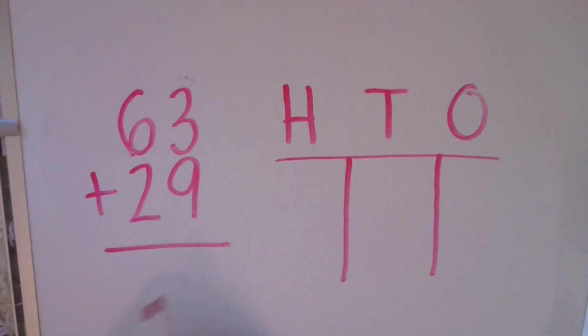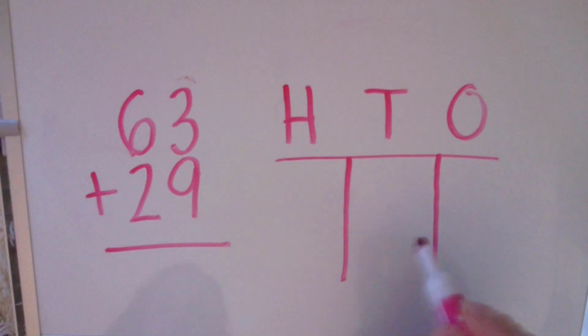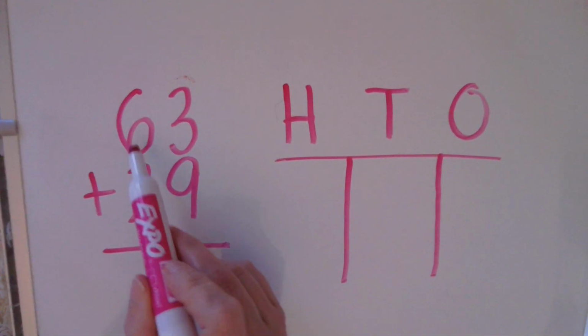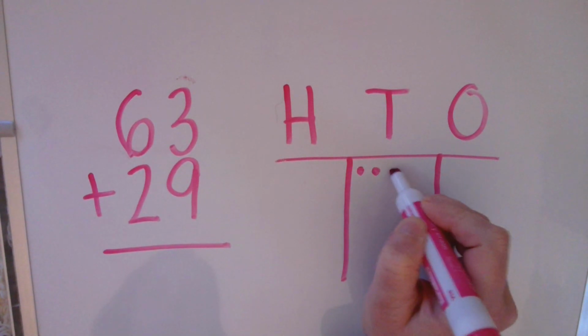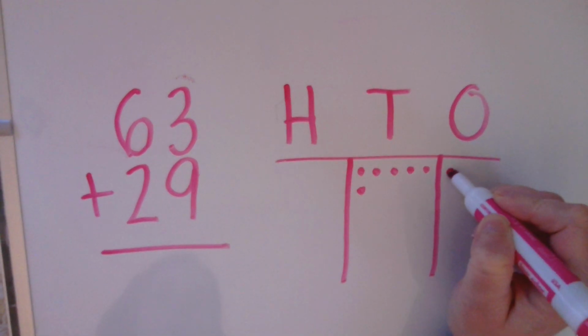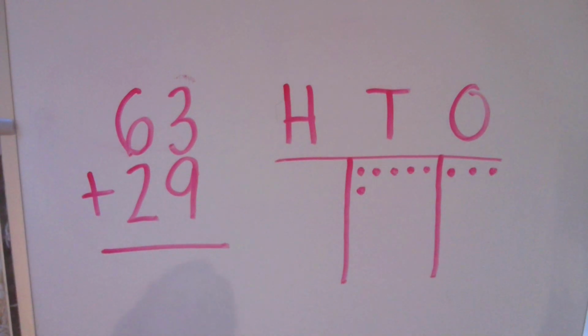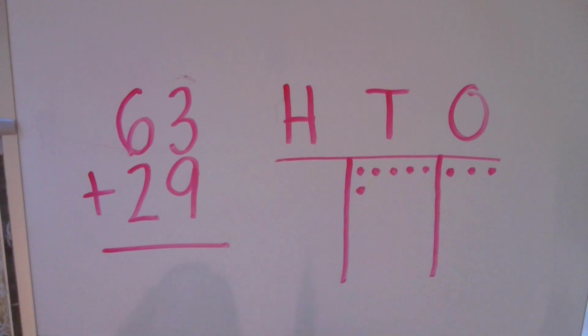So for a problem like this, 63 plus 29, I'm going to walk you through the steps of how we would teach that. So we have our two add-ins here, 63 and 29. We would draw both of these into our HTO chart. Like I said, we have 6 tens, so it would look like this. 1, 2, 3, 4, 5, 6, and 3 ones. 1, 2, 3.